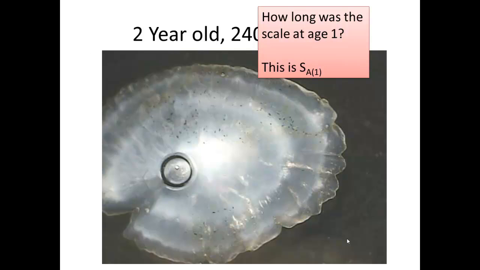So now we want to know how long the fish was at age 1. So we need to know how long the scale was at age 1. Well, that is just the distance from the focus to the first annulus. But here it's important that you measure it on the same axis that you measured the scale length. You don't want to measure here. You don't want to measure here. That would be disproportionate, so don't do that. You want this distance right here because that's on the same axis that we measured the scale length. And let's just say that that is 65 pixels.